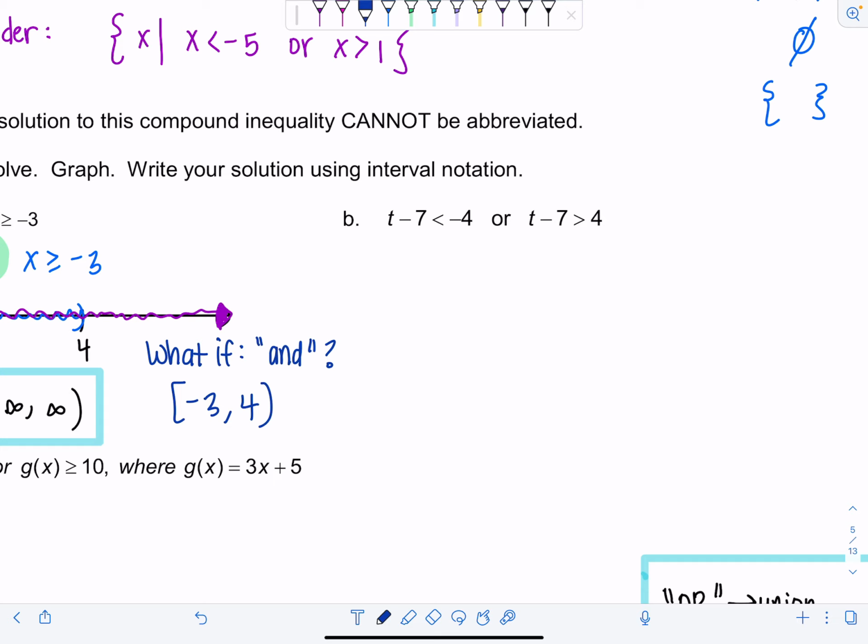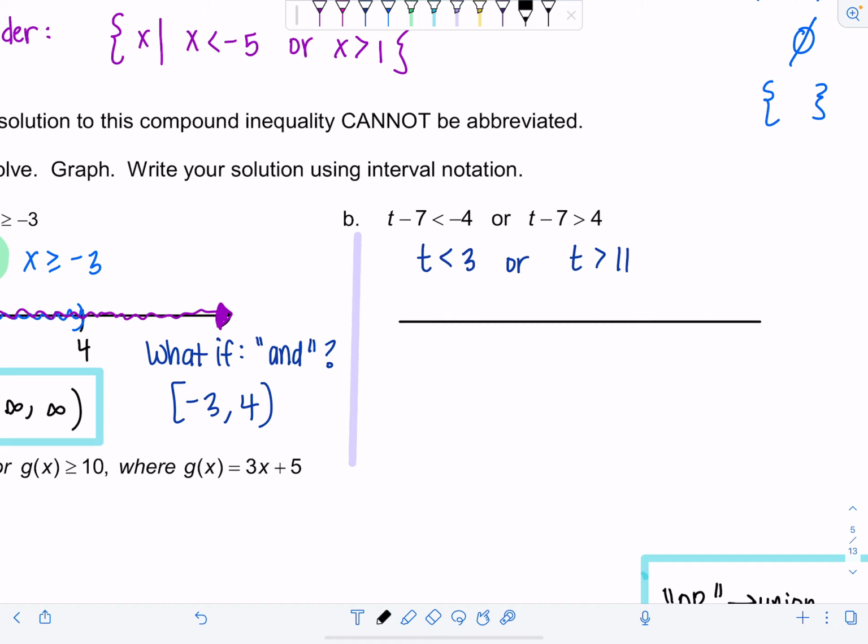So t minus 7 is less than -4. So I'm going to add 7. So this is t is less than 3. Or, add 7 again. So now I have t is greater than 11. Okay, let's graph this. We need a little separation here, right? Okay, t is less than 3 or t is greater than 11.